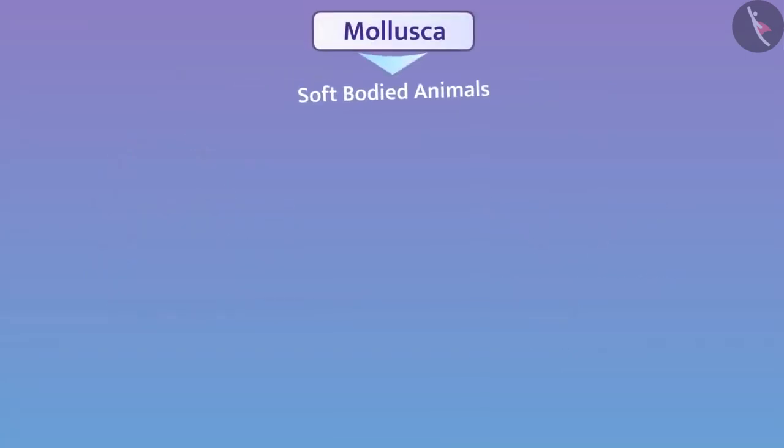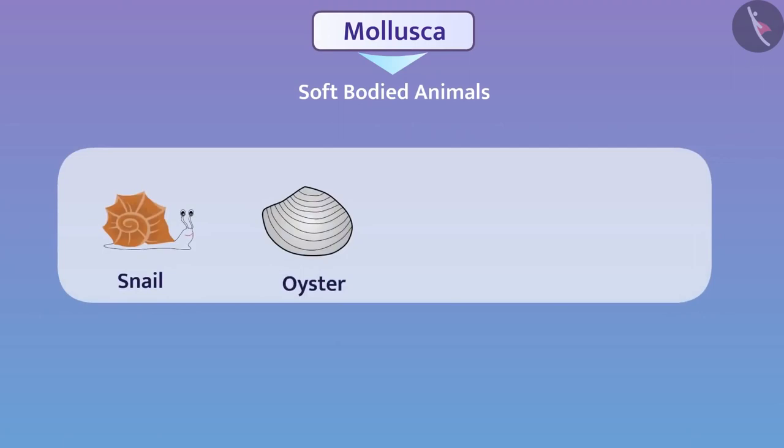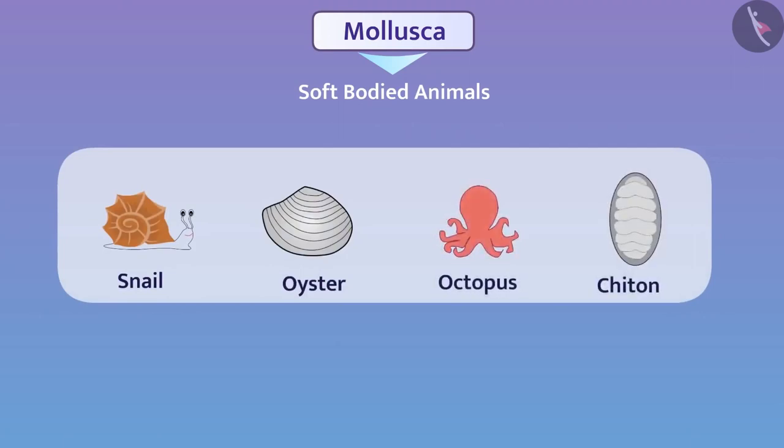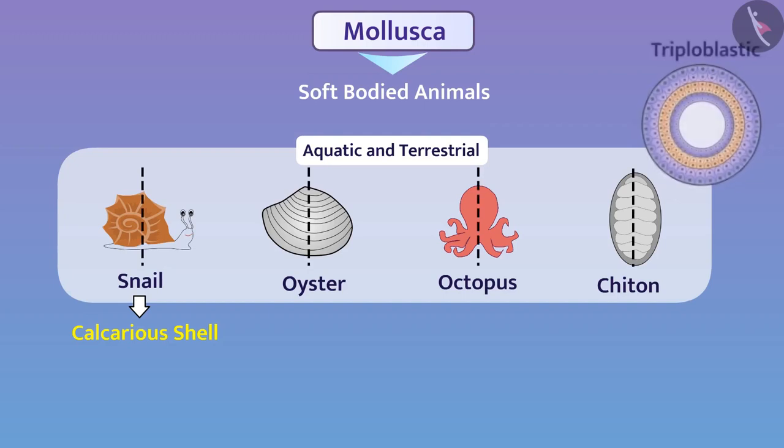Mollusca or soft-bodied animals. These include animals such as snail, oyster, octopus, chiton, etc. They are found in aquatic and terrestrial areas. Their body is soft. The body of some organisms is protected by a calcareous shell of hard calcium. Their body organization is at organ level. They have bilateral symmetry. They are triploblastic.